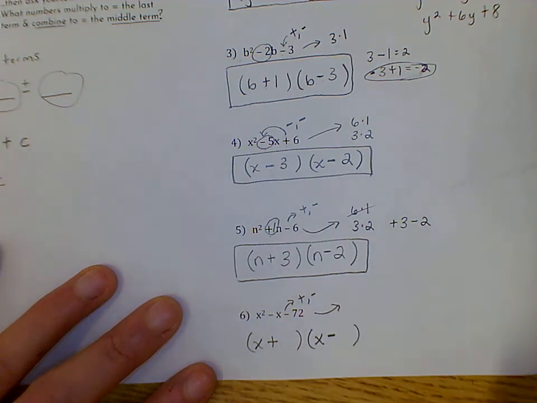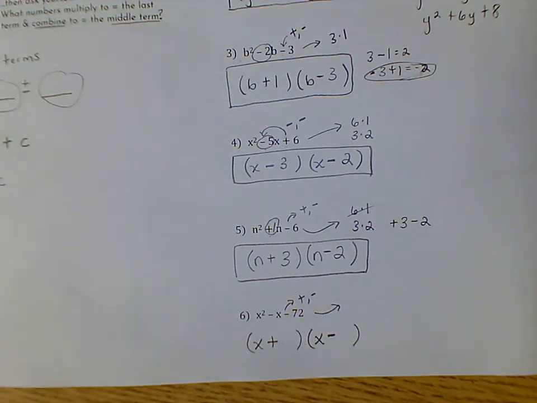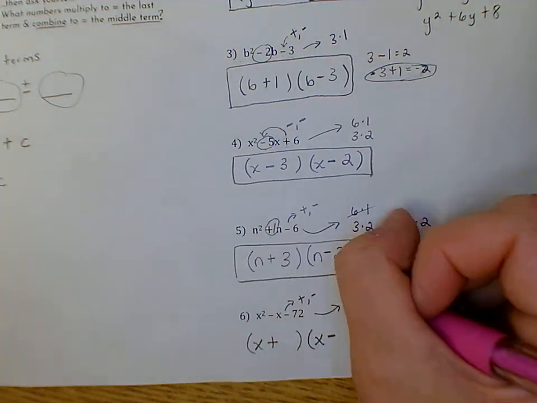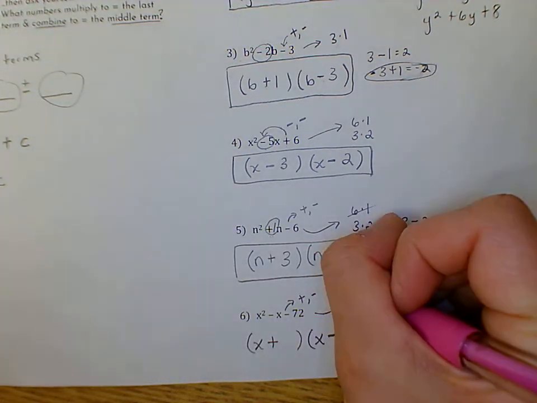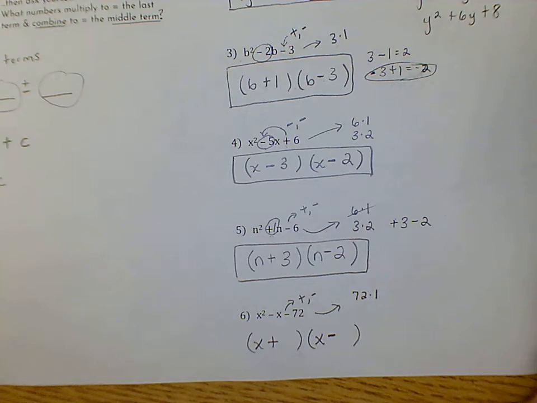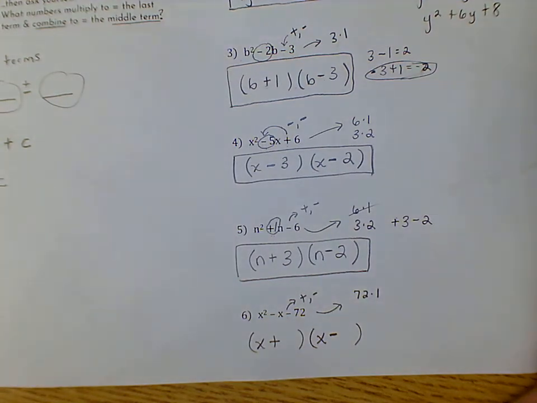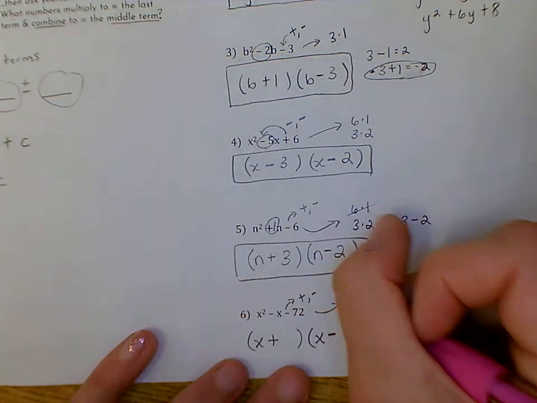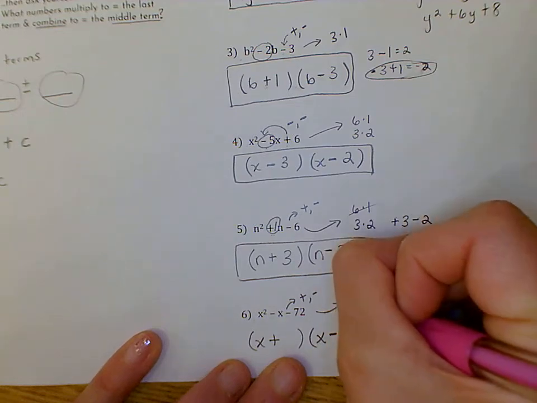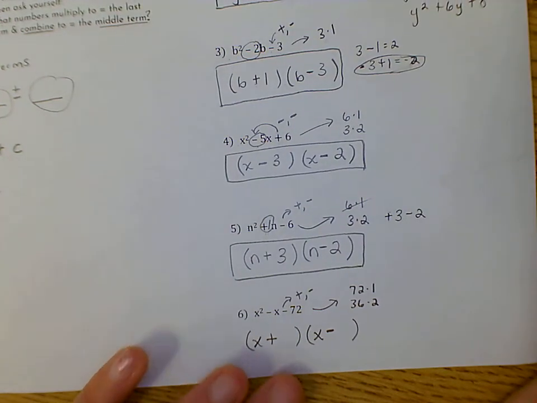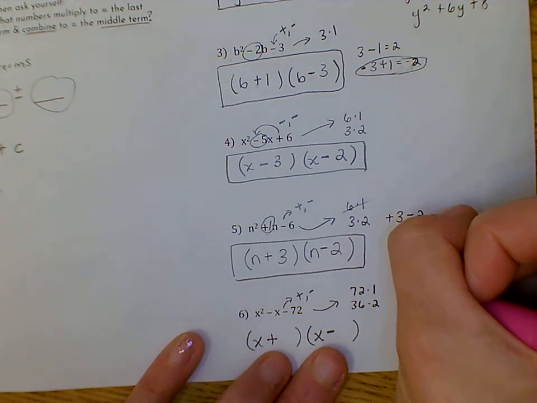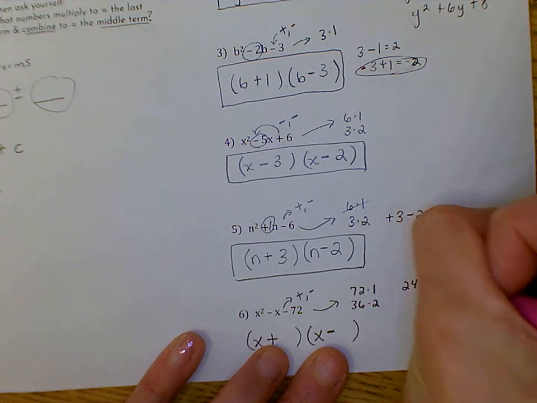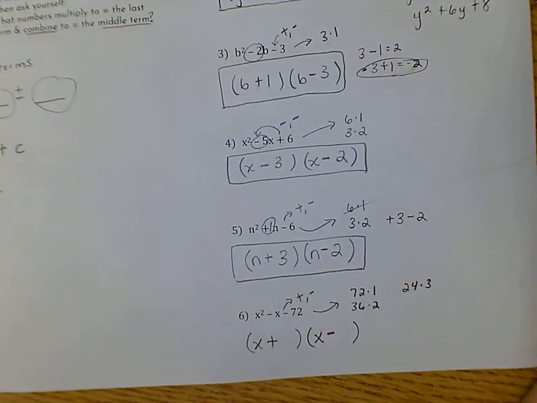And then you're going to start listing out the multiples of 72. So when it's a big number, which they may give you, what you're going to do is just start dividing that number by all the numbers you have. So 72 divided by 1, well, 72 times 1 would give it to you. Then you can take 72 divided by 2, and that gives you 36. So 36 times 2 would give you 72. Okay, keep going. So 72 divided by 3, well, that gives you 24. So 24 times 3 gives you that.